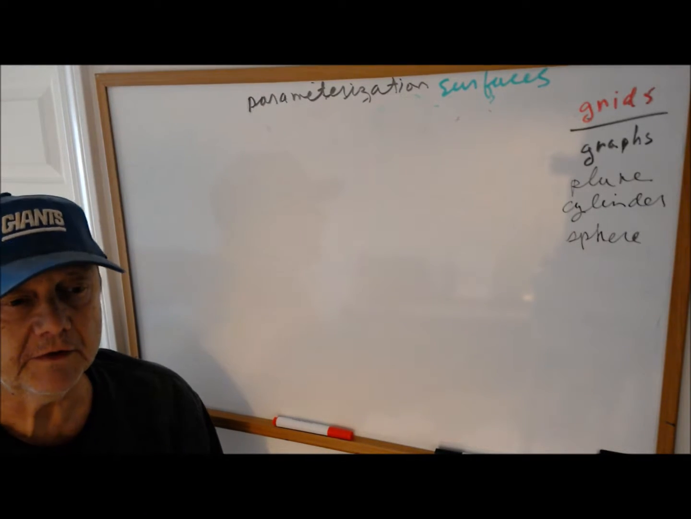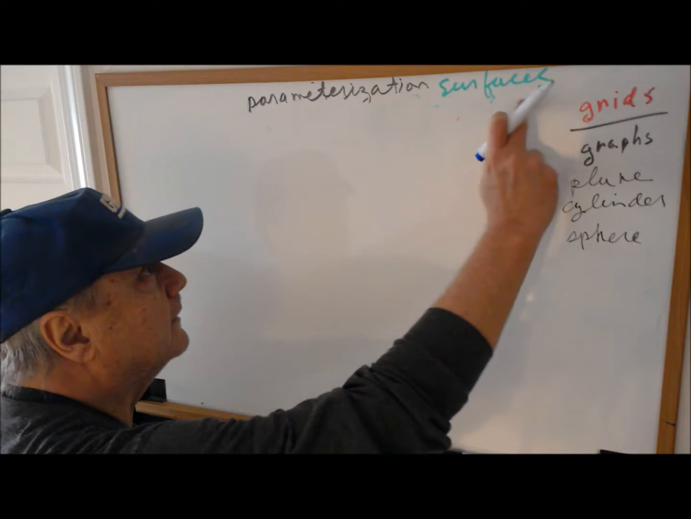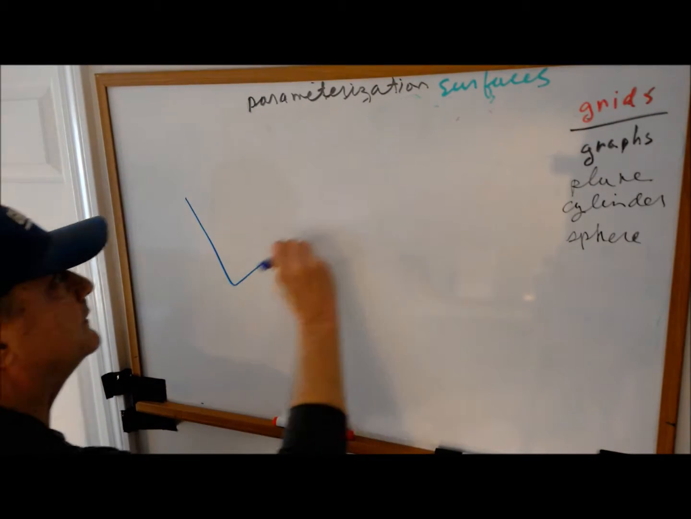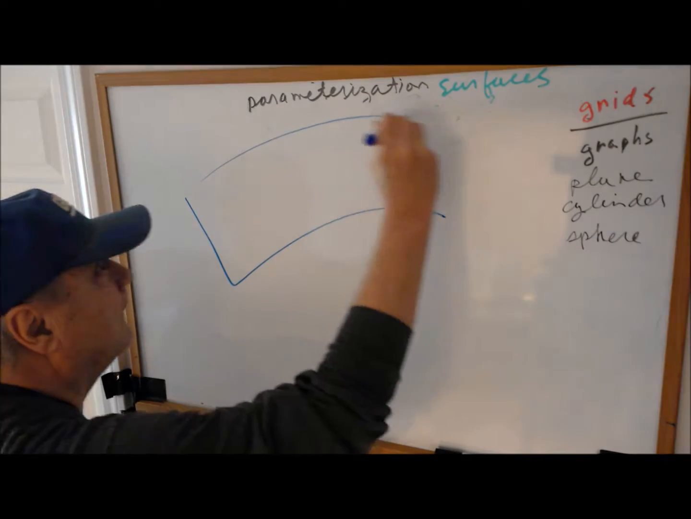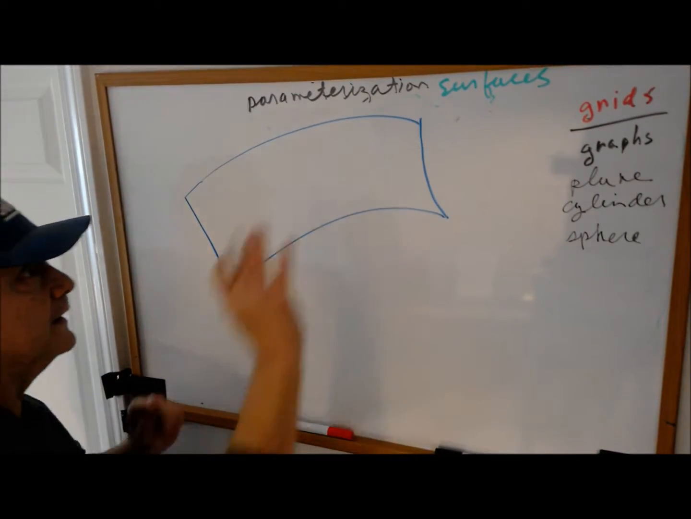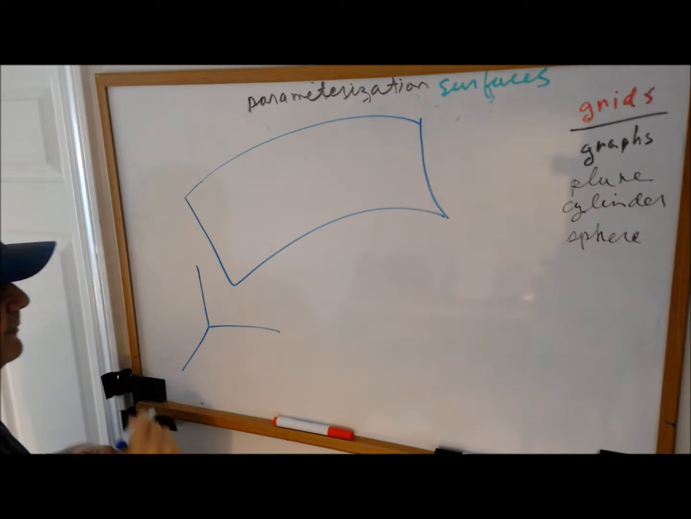Okay, this lecture is parameterization of surfaces. And so let's draw an arbitrary surface here. Say it looks something like this. Now surfaces are necessarily in space.